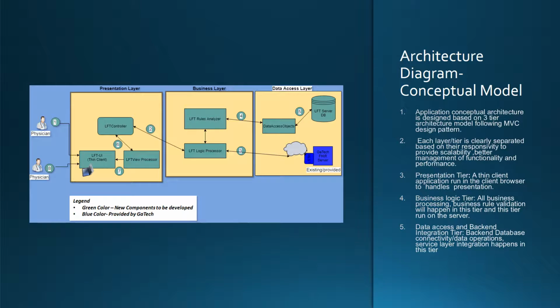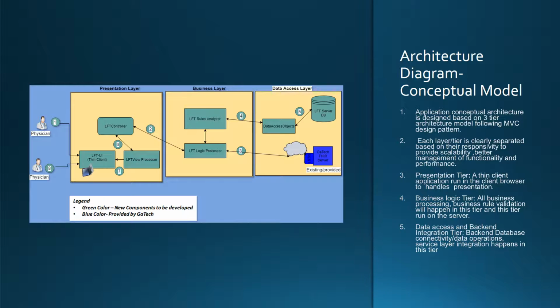The 3 tiers in this application are the business logic tier, presentation tier, and the data access tier. The business logic tier is primarily used for business processing and business rule validation, and all of that will happen in this tier. This tier runs on the application server, which is Tomcat.